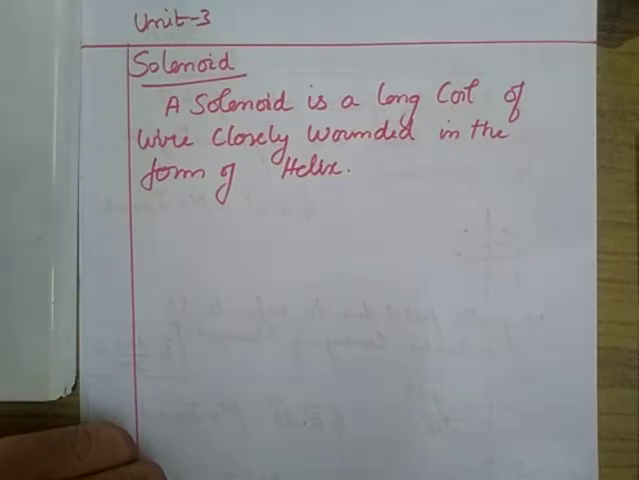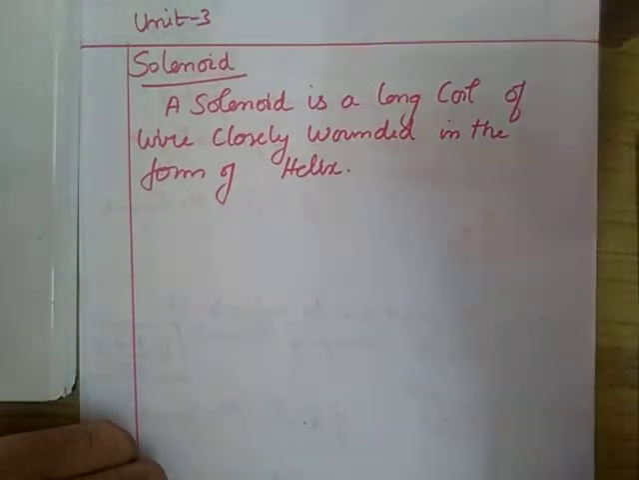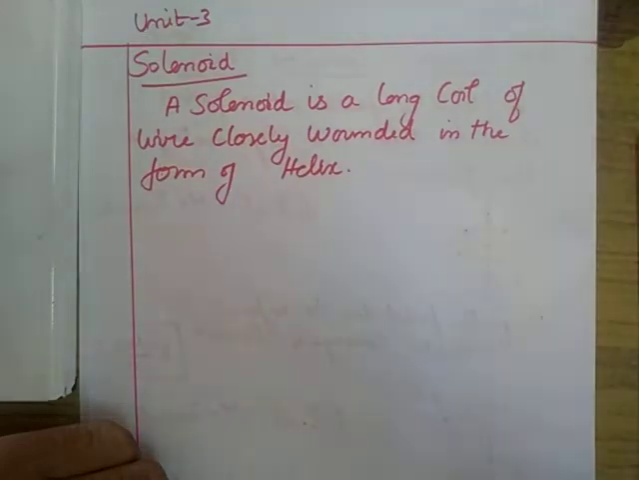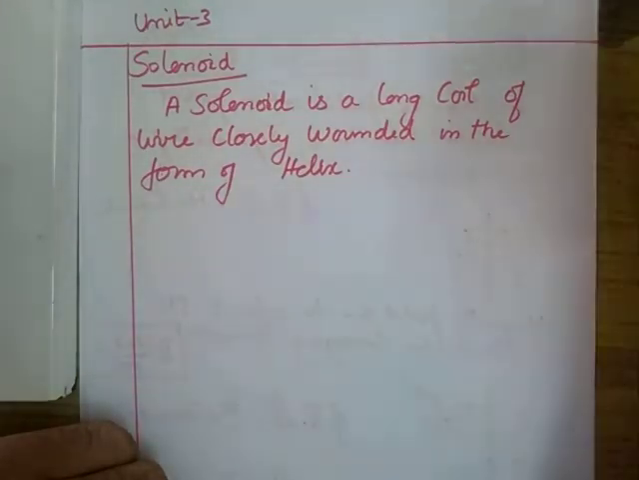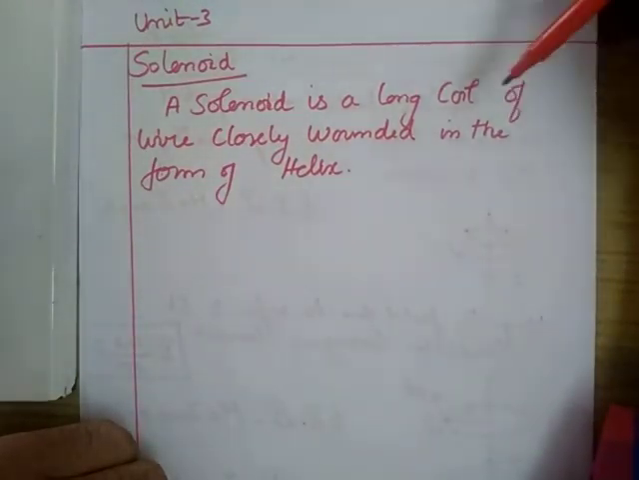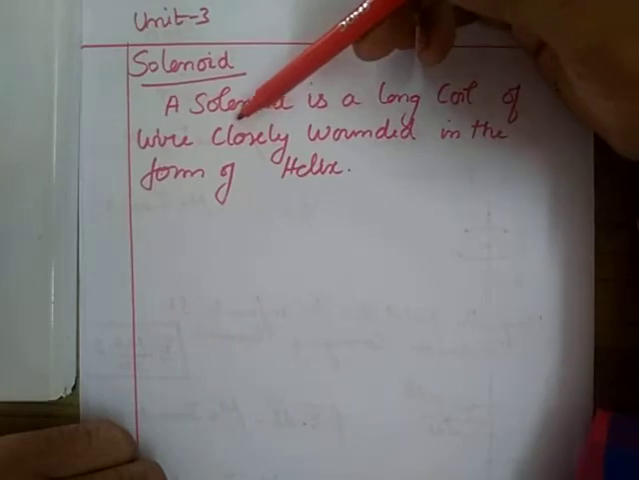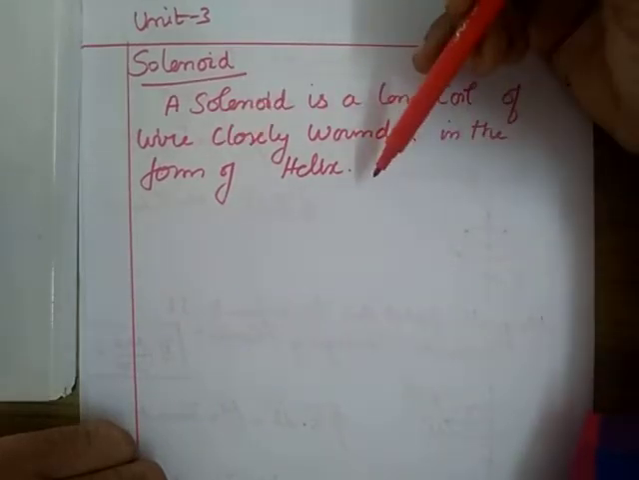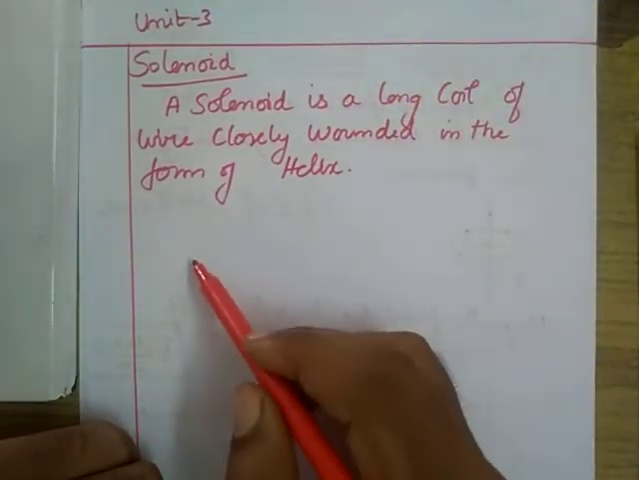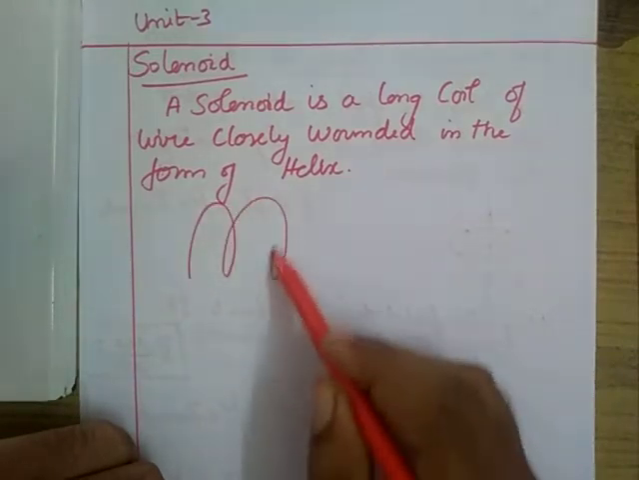Here in this video we will see what a solenoid is. Basically, a solenoid is an electrical switch that is used in electrical circuits. Let me see what a solenoid is. A solenoid is a long coil of wire that is closely wound in the form of a helix, that is known as a solenoid. Here I consider a solenoid.